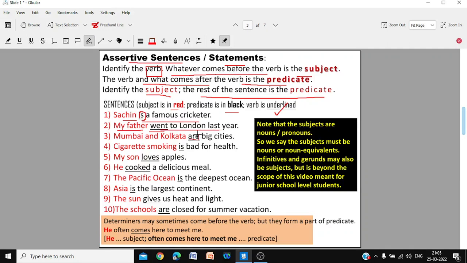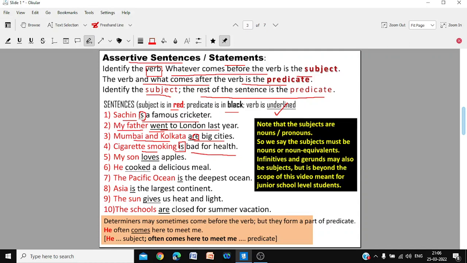Identify the subject, there is a subject. The words that come before the verb, subject, and the verb and whatever comes after it, predicate. This is the verb. Whatever comes before the verb, subject, whatever comes afterwards, predicate. So you can see that we have underlined the verb. In each case, we have underlined the verb. Whatever is coming before the verb is subject in red color, and the verb itself and whatever comes after it is in black color, predicate.